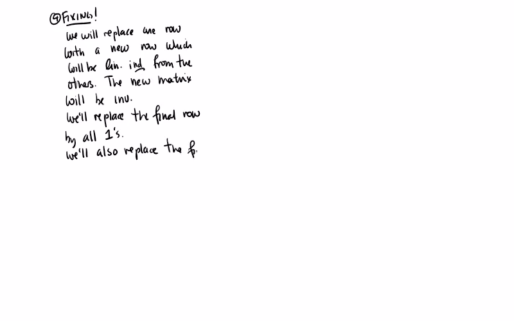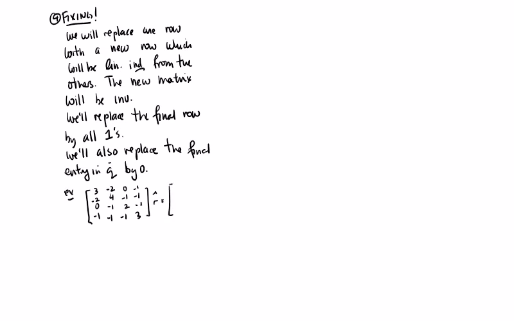So we'll also replace the final entry in Q by 0. So back to our example, right? So this is what we get. This is what we had. So we had, I'll just rewrite this. So what we'll do is we'll replace this. We'll replace the final row.